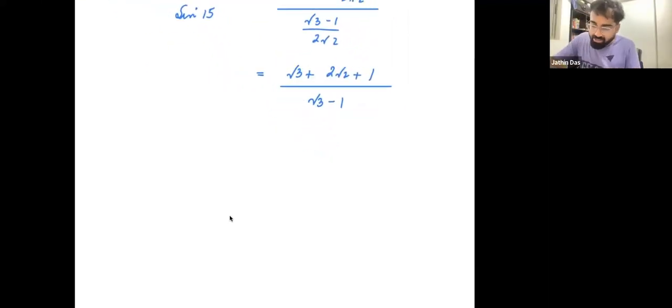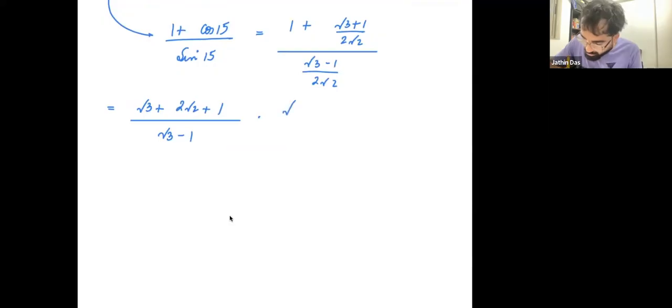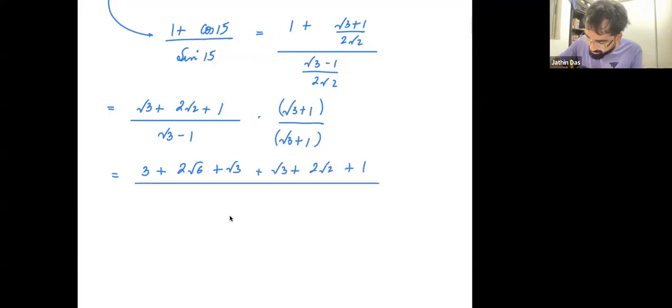Then what will you do? Rationalize. Root 3 minus 1 by root 3 minus 1. So I'll just write it here like this. So root 3 plus 1 and root 3 plus 1. Multiply fully with root 3. So you will get 3 plus 2 root 6 plus root 3 plus root 3 plus 2 root 2 plus 1 by, I think it is 2.